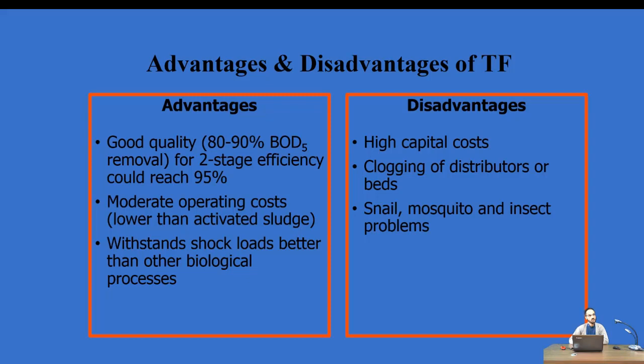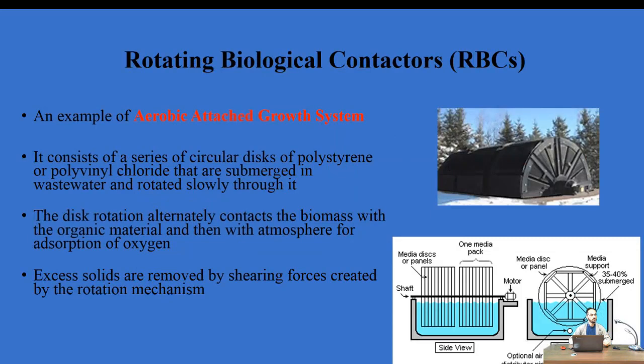The disadvantages: high capital cost and also clogging of distributors or beds. If the contaminant load is very high, the distributors or trickling equipment will be clogged, or sometimes the bed of rock will be clogged. Snail, mosquito, and insect problems will appear in this kind of treatment plant.